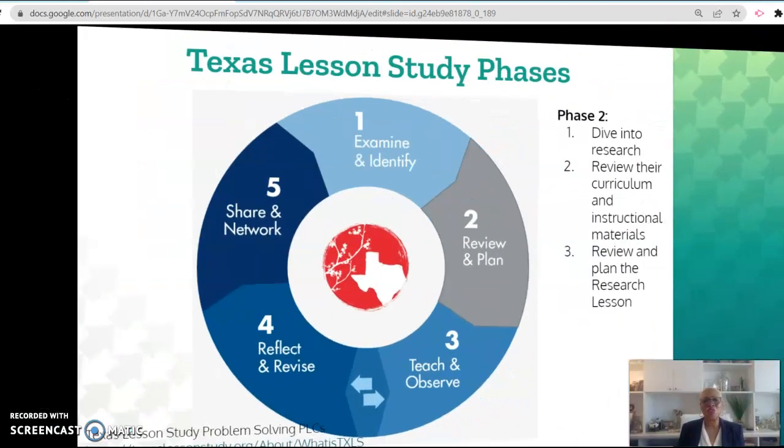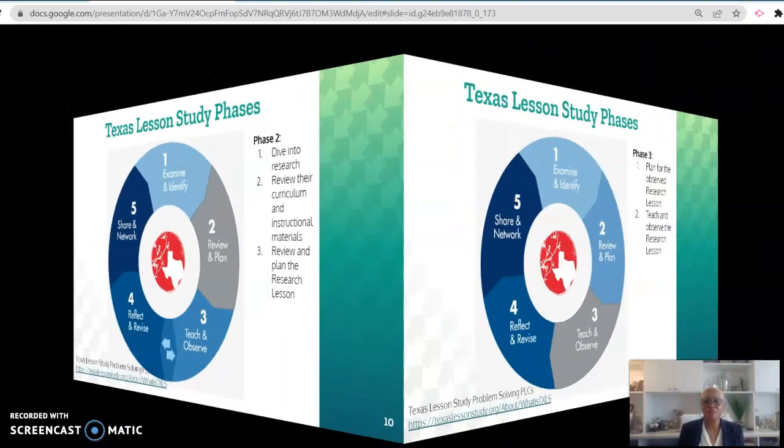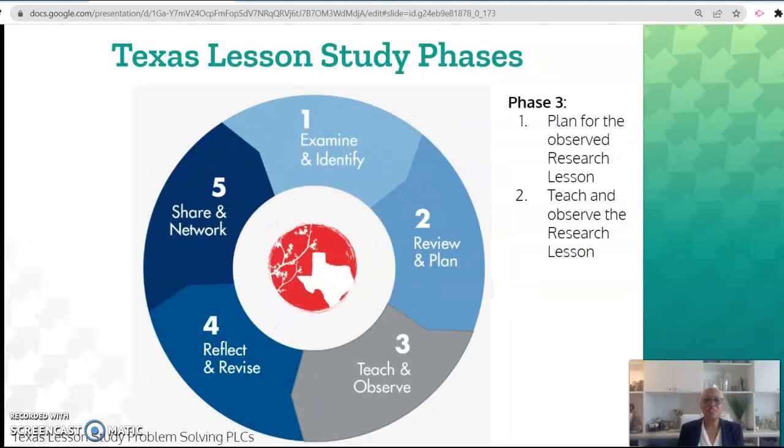Phase 2 of the Texas Lesson Study is to dive into research. With diving into research, teachers will be using professional development resources and academic resources. Step 2 is to review the curriculum and instructional materials. And step 3 would be to review and plan the research lesson. Phase 3 of the Texas Lesson Study is teach and observe. Teachers are planning for the observed research lesson and teaching and observing the research lesson.